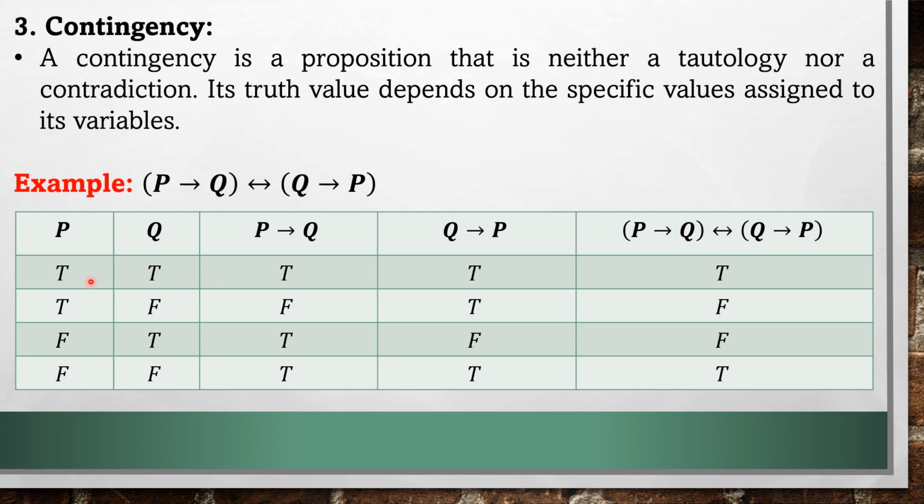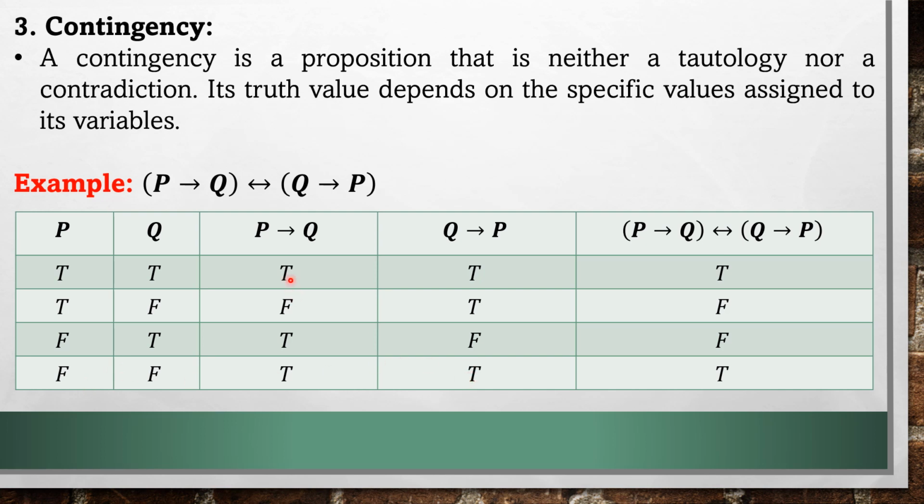So, here, if true, then true is true. If true, then false is false. If false, then true is true. And if false, then false is true. Okay? So, ngayon naman po, if Q, then P, nauna naman po yung ating Q. Okay? So, paano natin titingnan? Ayan, if true, then true is true. If false, then true is true. If true, then false is false. And if false, then false is true.